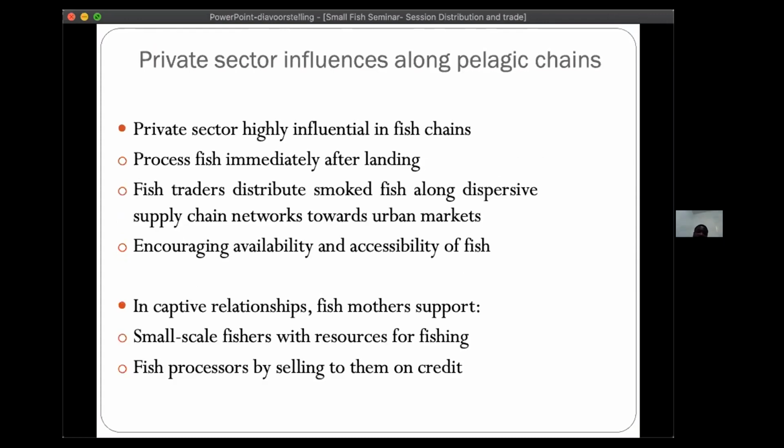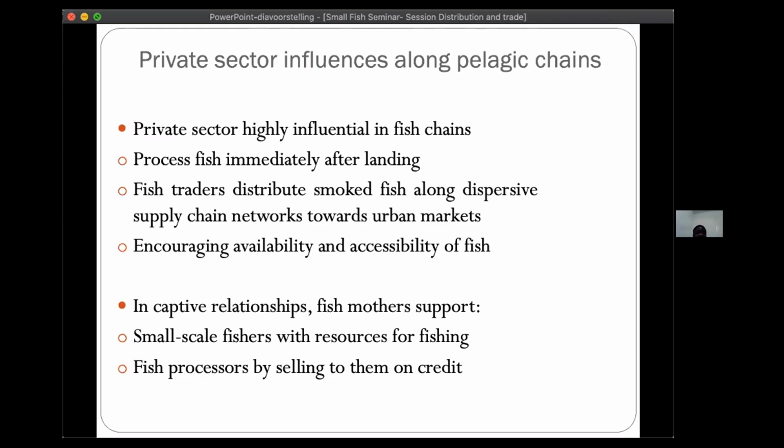Next slide, please. So the private sector, now to some of the influences along the fish chain. The private sector is highly influential in the fish chain. The fish mothers process the fish immediately after landing, and then the fish mothers, together with wholesalers who are located along the chains, distribute and market the fish in urban markets. And these activities encourage availability and accessibility of fish in urban markets as well as other fish consumption areas.